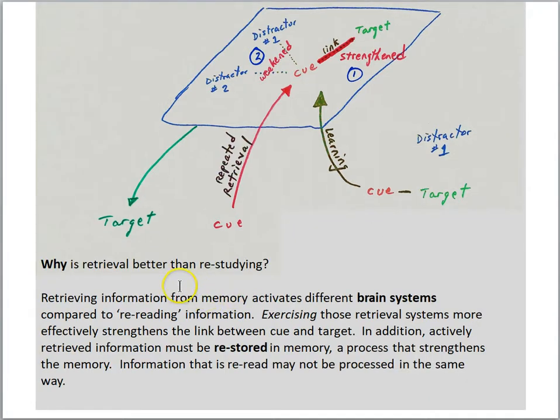So why is retrieval better than restudying? Retrieving information from memory activates different brain systems compared to rereading. Exercising those retrieval systems more effectively strengthens the link between the cue and the target. In addition, actively retrieved information must be restored in memory, a process that strengthens the memory. Information that is reread may not be processed in the same way.